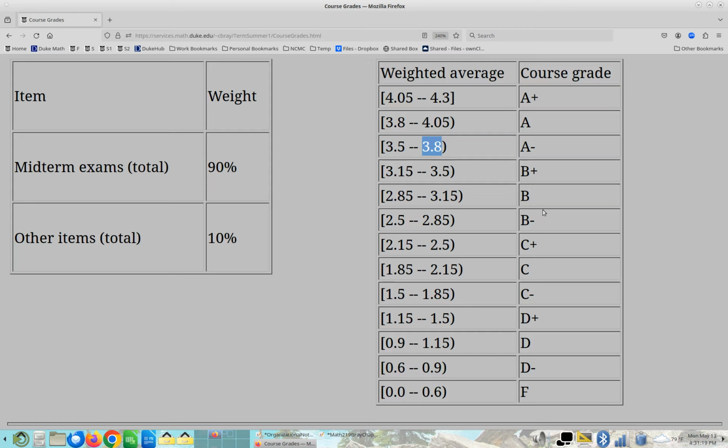So I've determined these bins by doing analysis of actual student grades from previous semesters and a very large number of students. And my experience is that these bins work very well in determining course grades. Okay. All right.